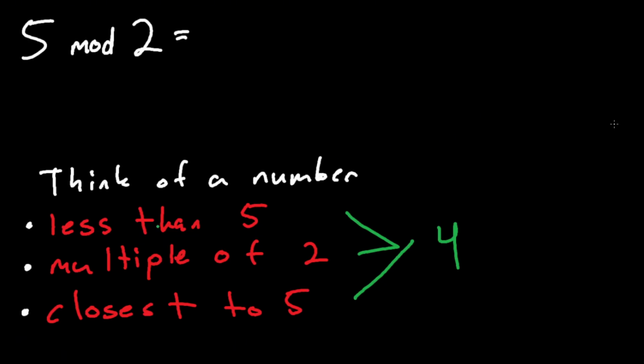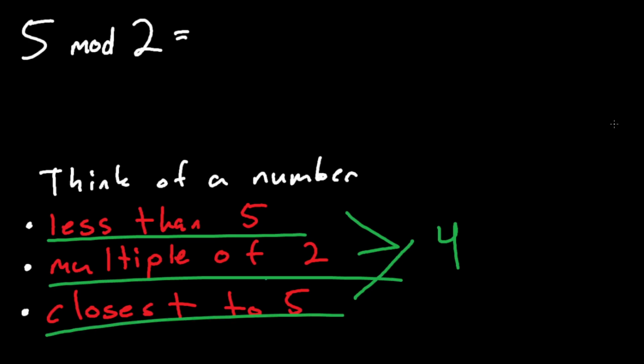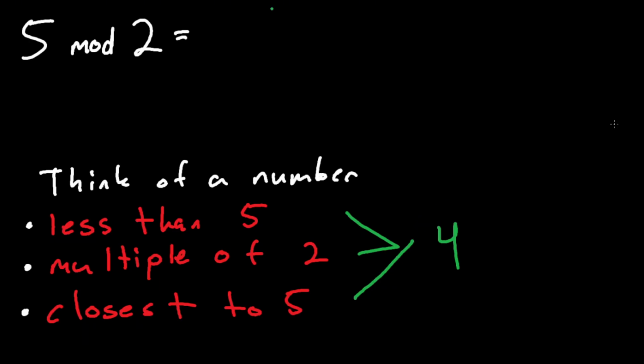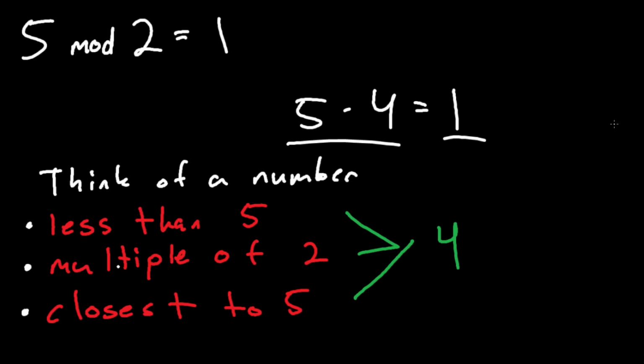So you want to think of a number that's less than 5, a multiple of 2, and closest to the number 5, which is 4 in this case. And once you have this number, simply subtract it. There we go. Simply subtract that number from the left number of the mod to get 5 minus 4. And that's our remainder, 1.